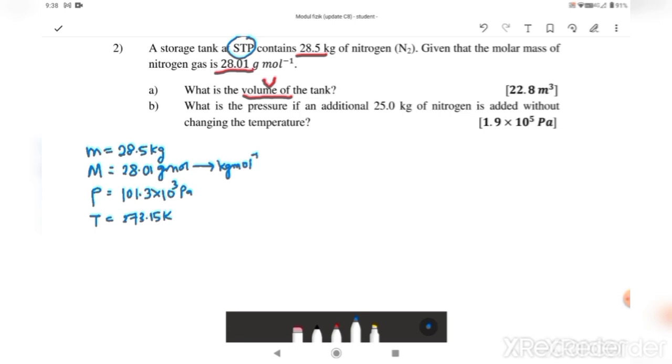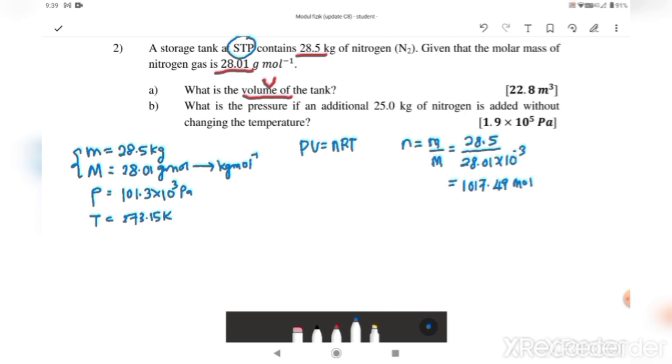The question asks you to find volume, so we can use the equation PV is equal to nRT. According to the information given, we don't have the value of n, but we can find it from this information. n is equal to mass over molar mass. So we substitute that: 28.5 divided by 28.01 times 10 to the power of negative 3, and we have 1017.4949 mole.